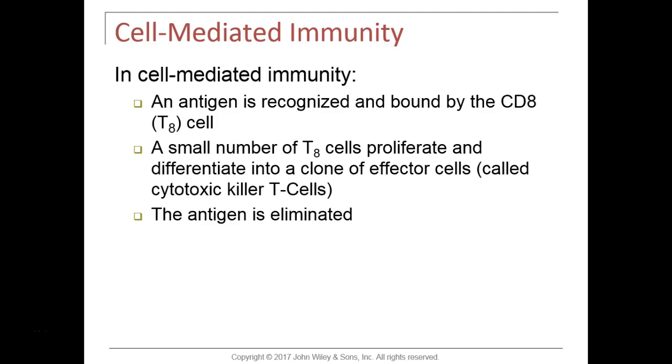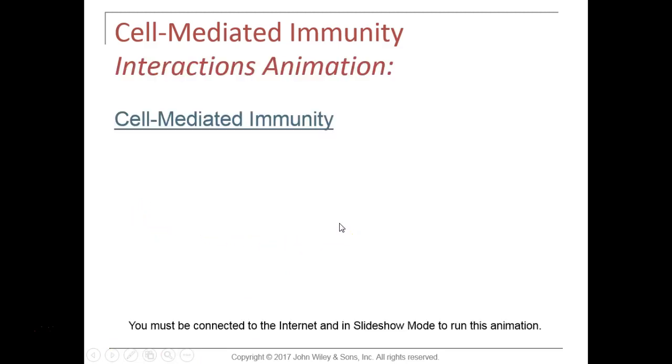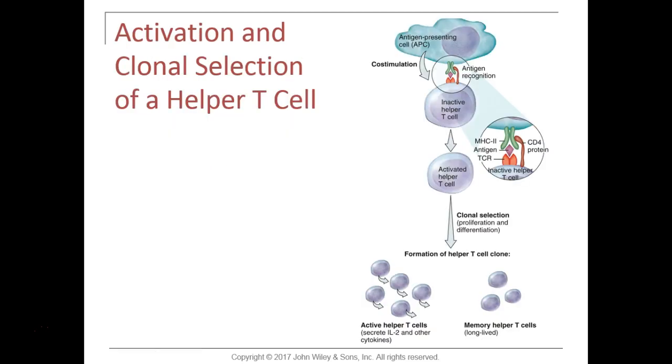So when the T8 cells are activated, they develop into a cytotoxic killer T cell, and then they go and eliminate the pathogen. So you can review this animation on cell-mediated immunity, and let's look at how the clonal selection occurs with, first of all, a helper T cell. A helper T cell is one type of subpopulation of T cells, and the helper T cell's job is to help both cell-mediated immunity and antibody-mediated immunity occur in our body.